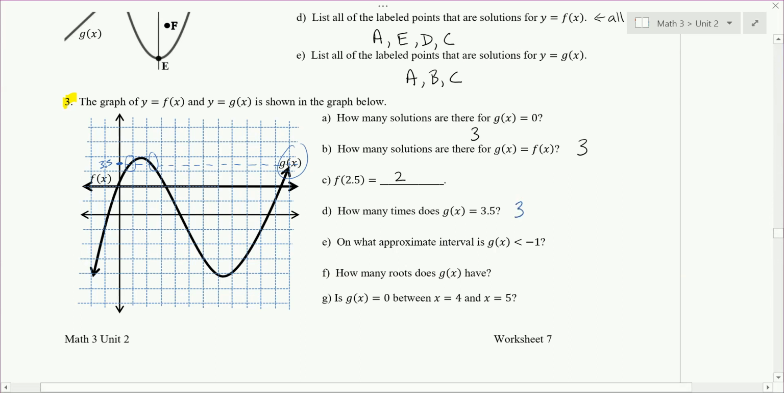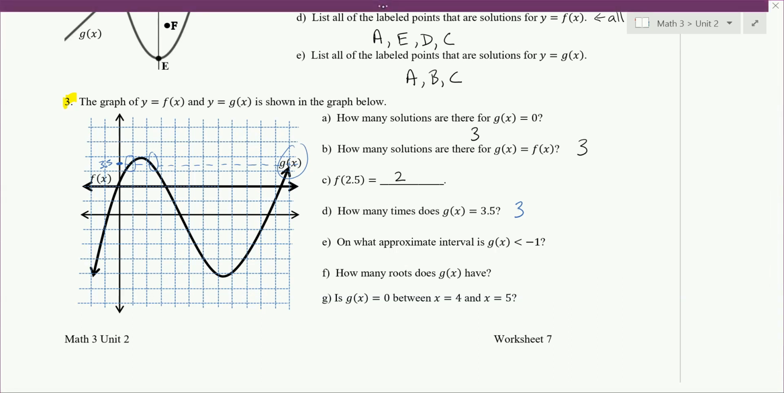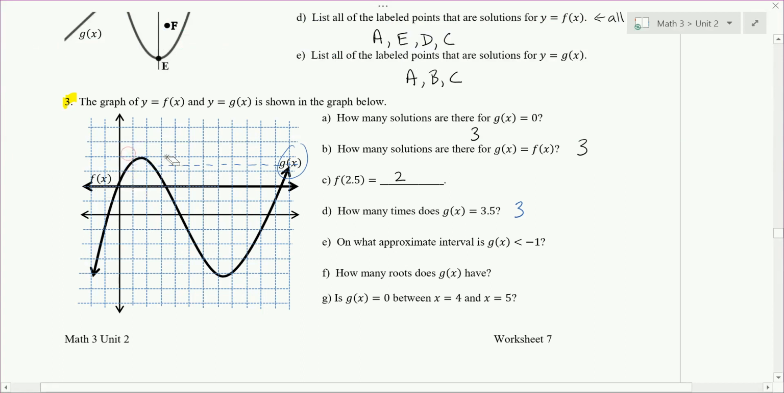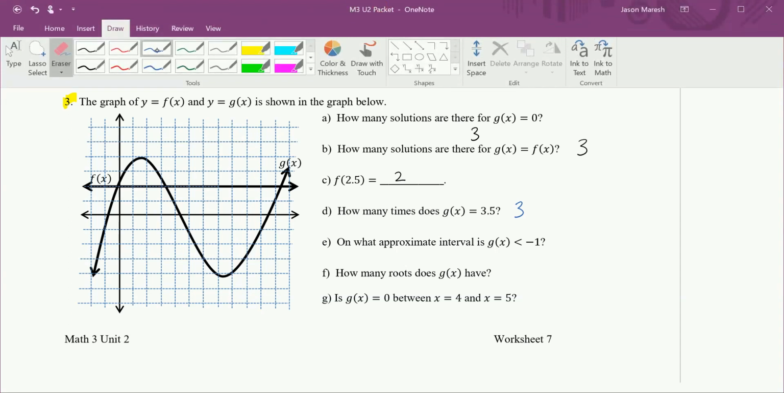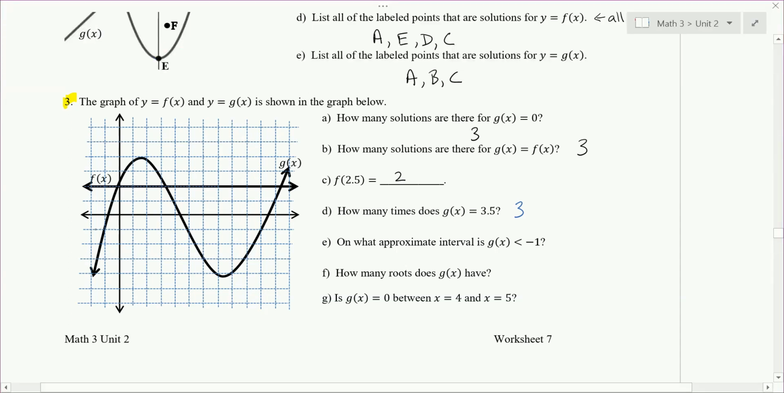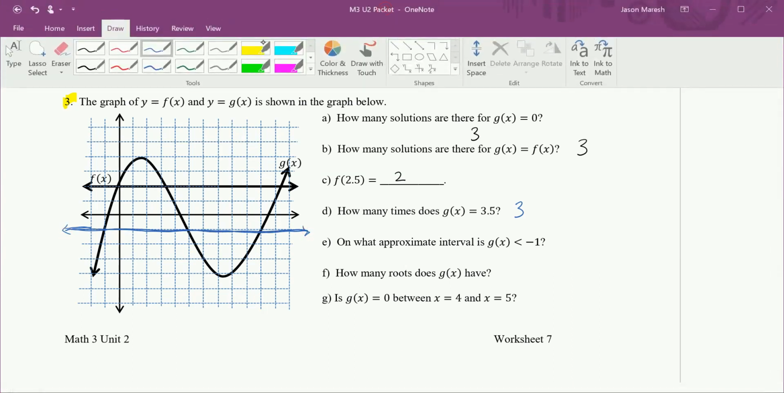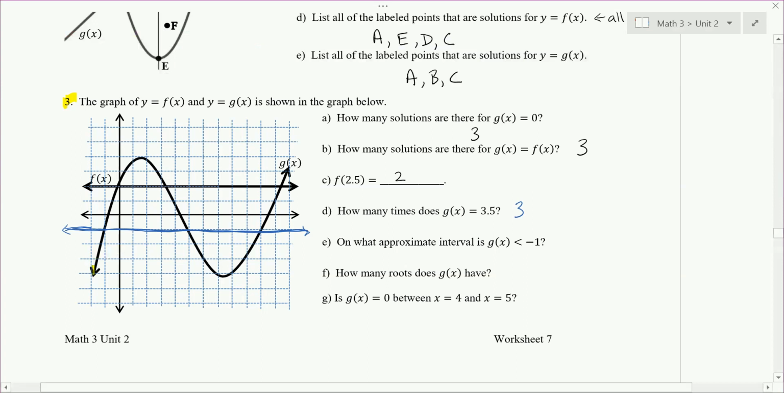E, on what approximate interval is g of x less than -1? Okay, so that -1 is a y value. So locate -1, and I'm just going to draw a horizontal line at -1. Okay, and I'm going to highlight the part of g of x that's less than -1. So this part is underneath it, and this part is underneath it. And we're approximating, or kind of guessing.